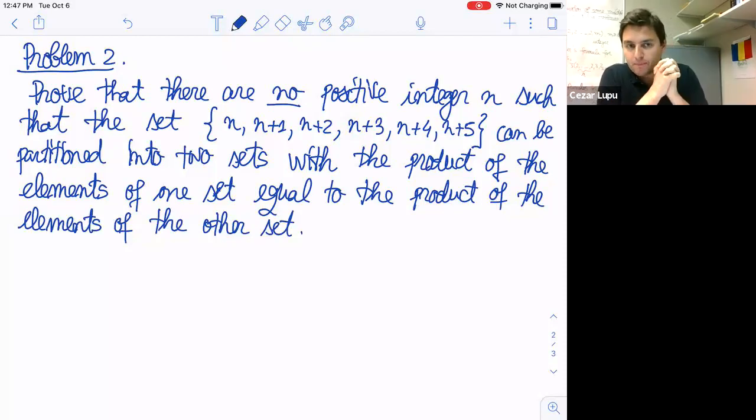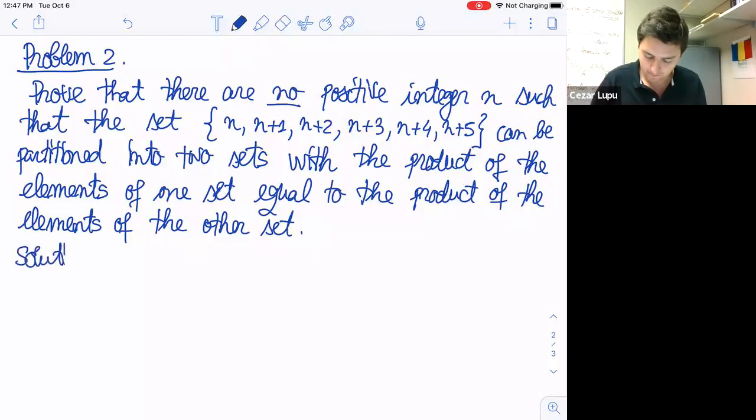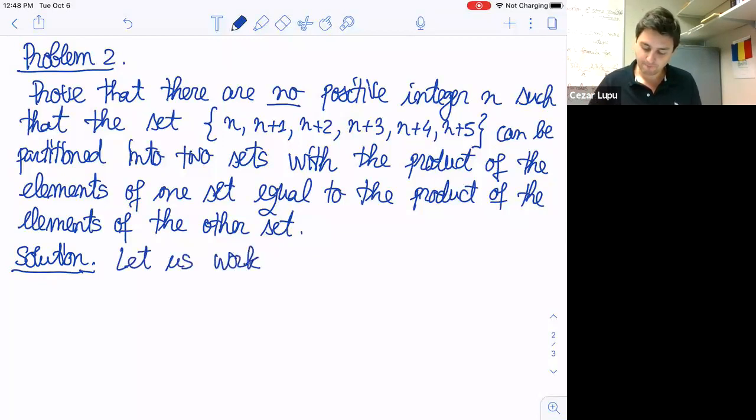So what do you think? You see, you have 6 elements, and now you're trying to use Wilson's theorem. So basically, you have to work mod a prime number. So what would be that prime number that you will think about? So let's look mod 7. So let's work mod 7, and you'll see why.